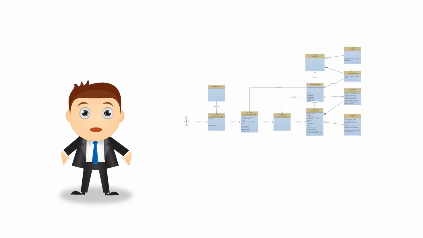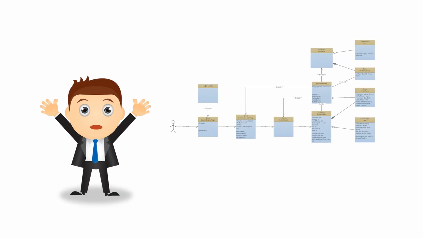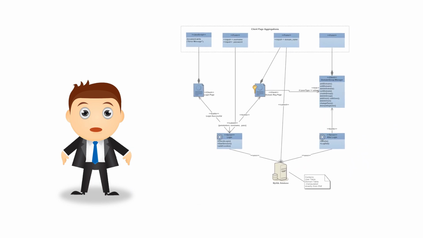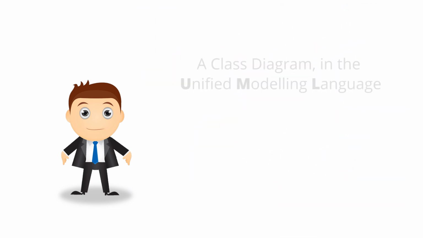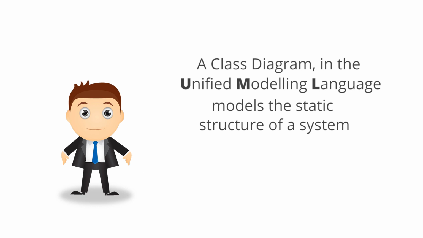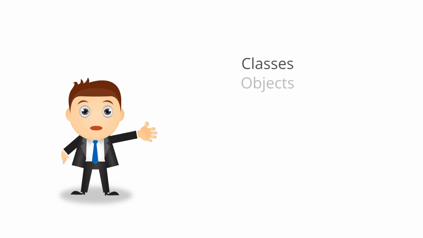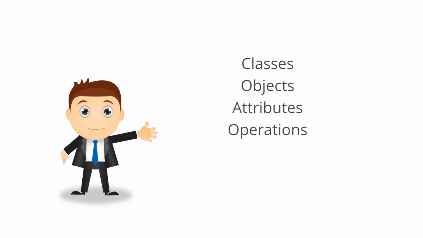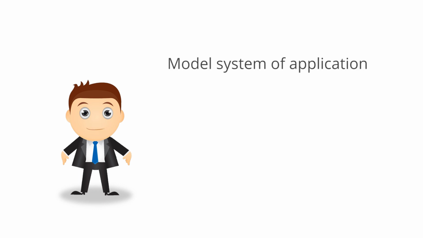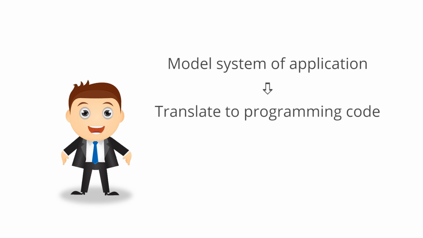In this video, we're talking all about class diagrams, what they're used for, what they're composed of, and how to get started making them. In software engineering, a class diagram in the Unified Modeling Language, or UML, models the static structure of a system. It shows relationships between classes, objects, attributes, and operations. The class diagram is used for modeling the system of an application and for translating the model into programming code.